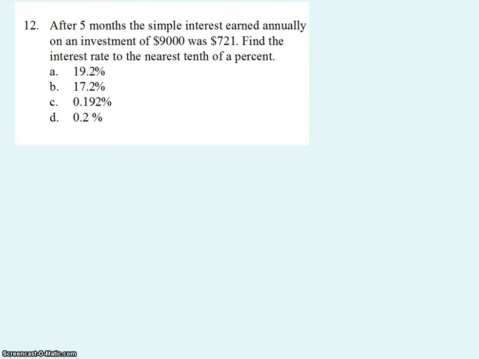Okay, so after 5 months, the simple interest earned annually on an investment of $9,000 was $721. Find the interest rate to the nearest tenth of a percent. Well, on any of these interest problems, we know that the interest can be calculated by taking the principal times the interest rate times the amount of time. They told me the interest was $721.